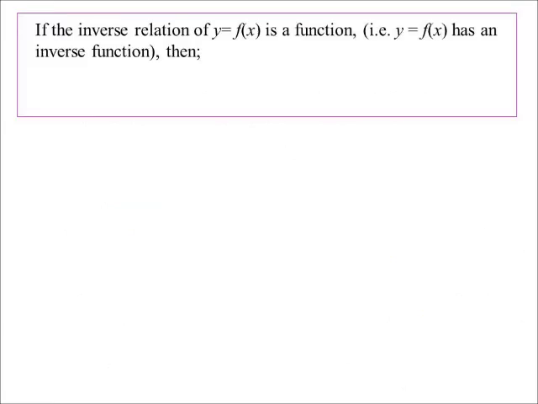All right, this is a bit of a mouthful. If the inverse relation of y equals f(x) is a function, so in other words, we just swapped the x and the y's and we found that it was unique, or it satisfies the horizontal line test, then y equals f(x) has an inverse function. So that's what we're saying. We've just determined that this new thing that we've created is an inverse function. Then what should happen is that if I substitute the function into the inverse function, I get x.